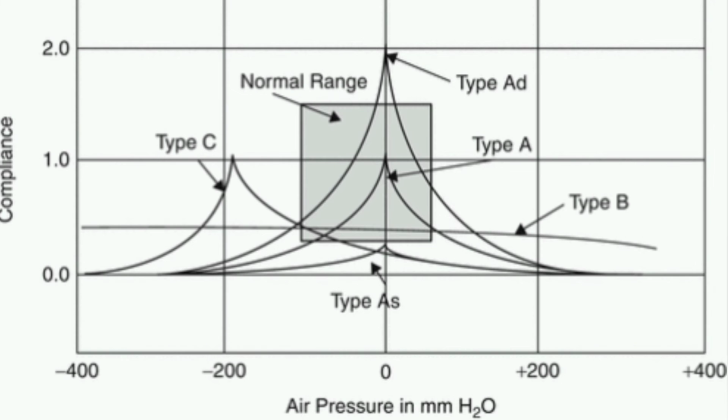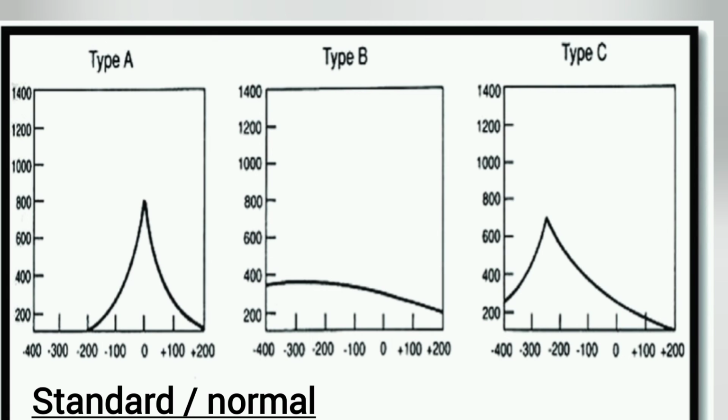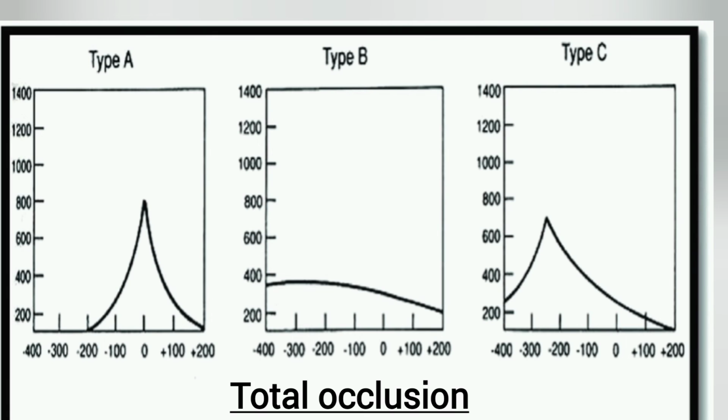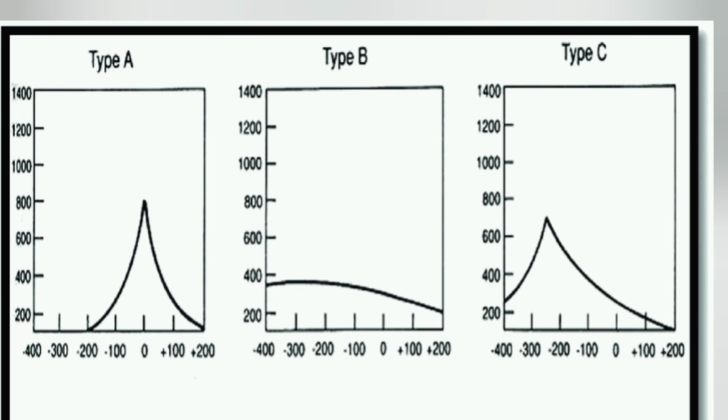Depending on the appearance and placement of the tympanometric curve, the middle ear is evaluated as type A, that is standard, type B, total occlusion, or type C, partial occlusion. In type B and C, pharmacological treatment, physiotherapy, or surgery is recommended.